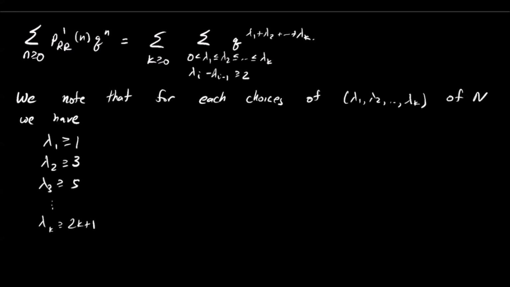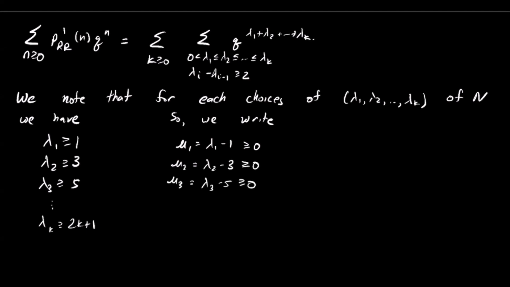So what I'm going to do is I'm going to write the following. So we write mu1 will be lambda 1 minus 1. And we notice that this is bigger than or equal to 0. All right, mu2 is lambda 2 minus 3. This is bigger than or equal to 0. Mu3 will be lambda 3 minus 5. Again, this is now bigger than or equal to 0. And all the way up to mu k, this will be lambda k minus (2k minus 1). Okay, so what do we have?